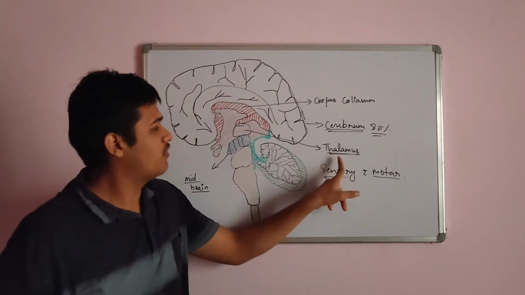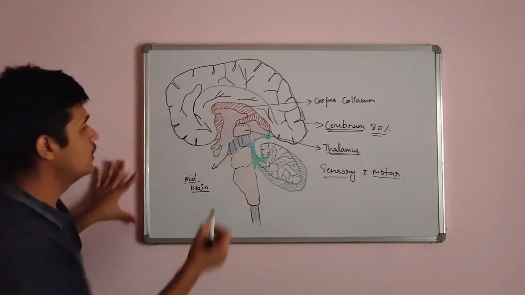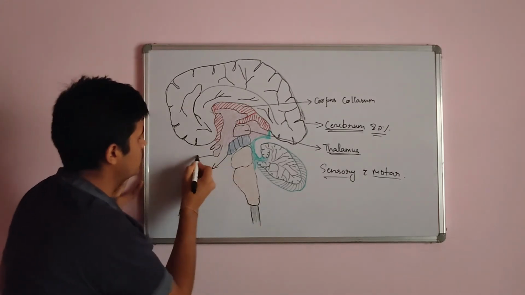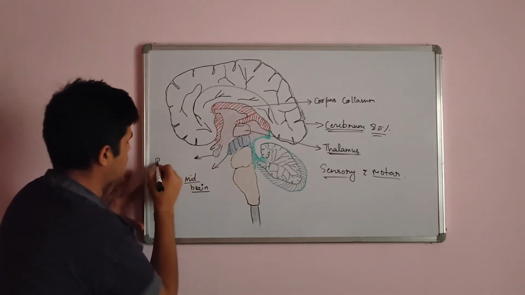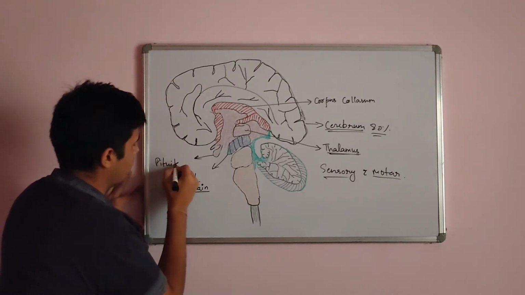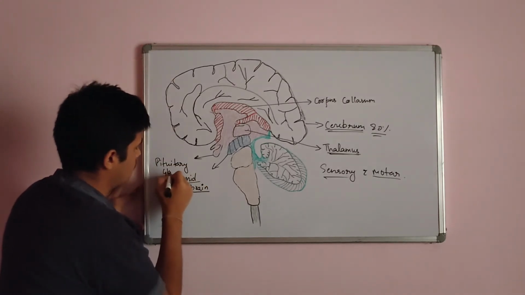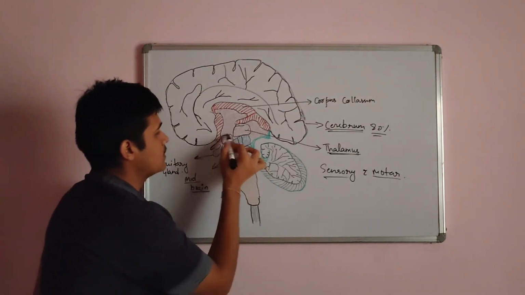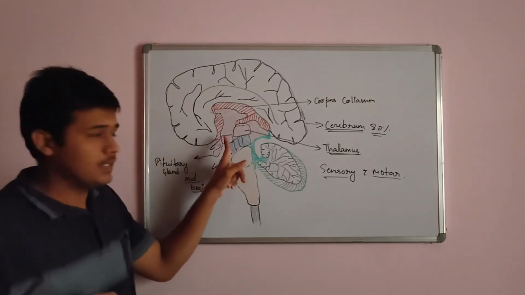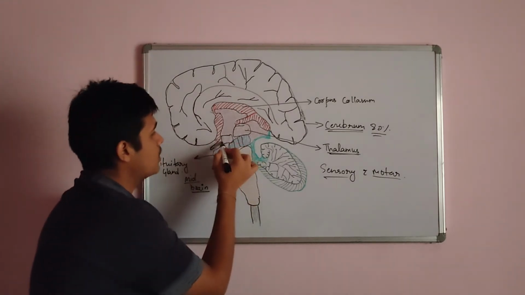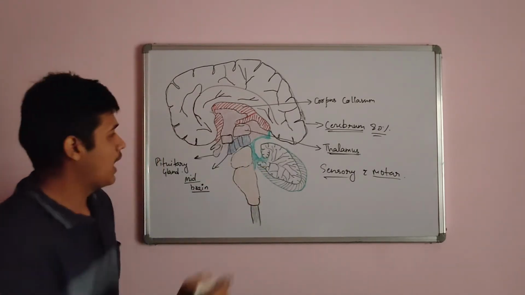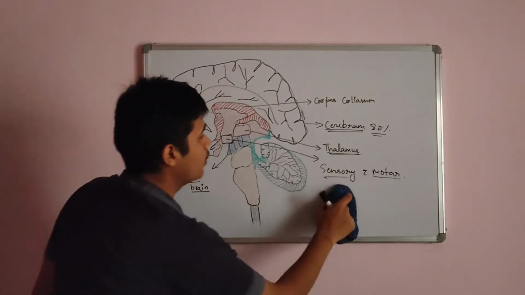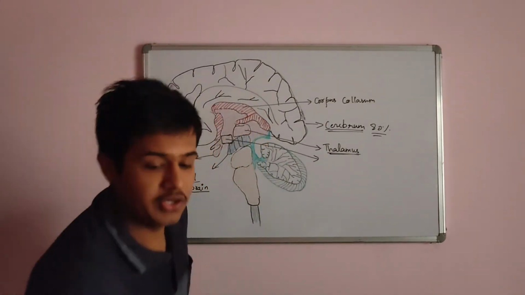Now after this thalamus is the third part of the brain, which is the hypothalamus. And the hypothalamus is near to this pituitary gland. So this is the pituitary gland. Near to this pituitary gland, we find the hypothalamus, somewhere here. This small region of the brain is very important, highly responsible for controlling our body temperature.